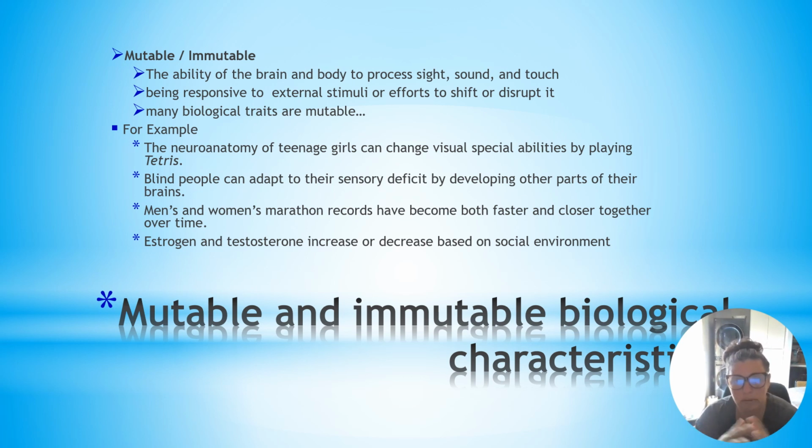A good example of that is visual spatial ability. We know that if you practice visual spatial things, like playing Tetris, you're going to be better at it, right? Or if you happen to be blind, your brain may adapt in other ways to compensate for not being able to see. So you might have a more sensitive sense of hearing or touch or awareness in other aspects. And we do know that even things like marathon records have changed over time.